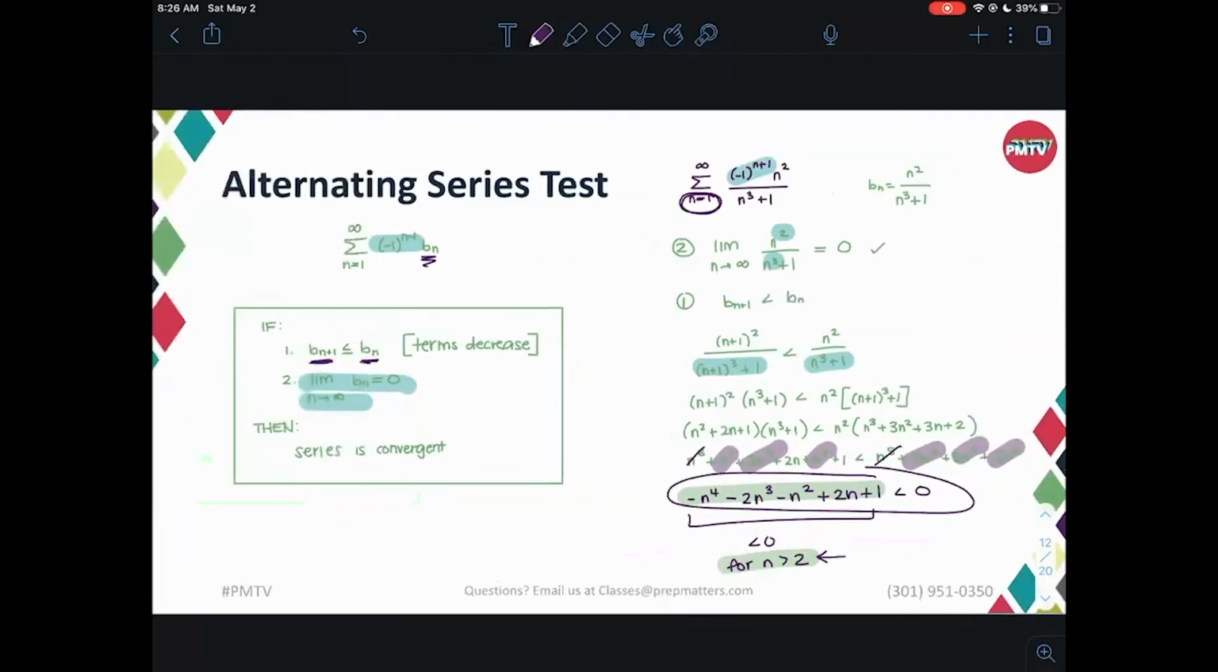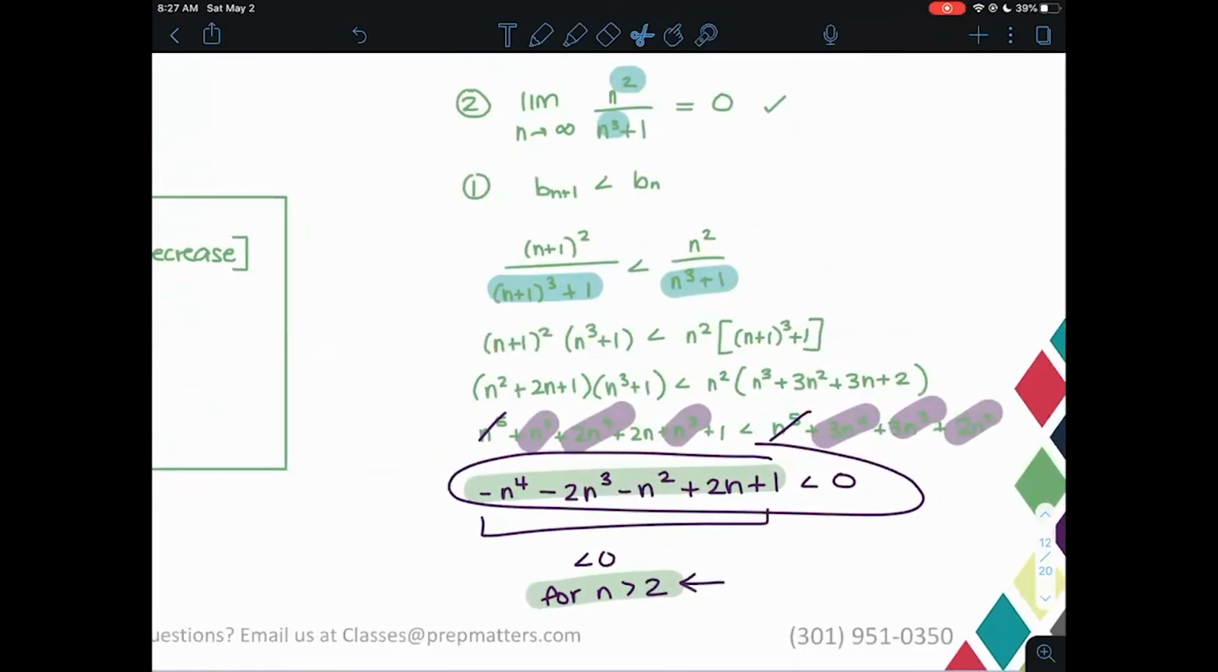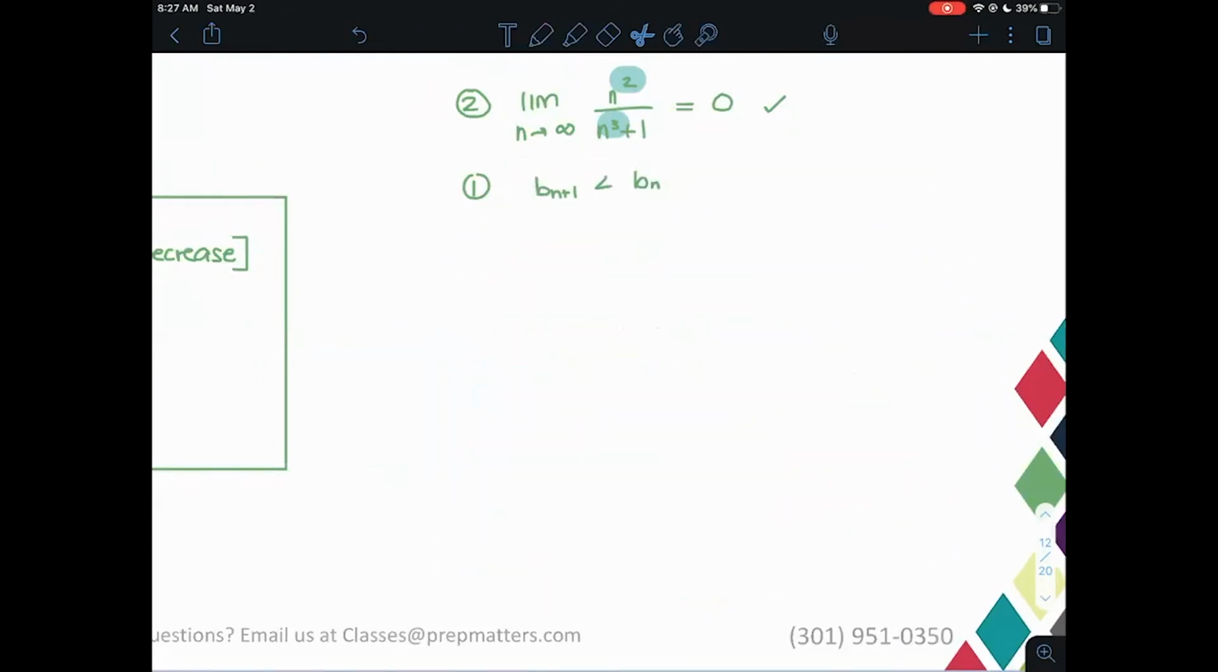So that's the algebra way. Second option is to evaluate a derivative and see if that derivative at most of our n values is negative, which would mean that the function is decreasing. So that option would look like this. I'm going to do a little bit of that one.